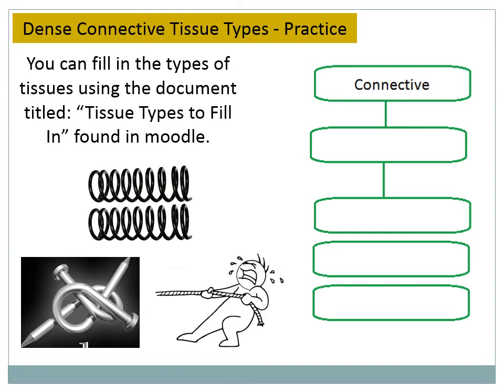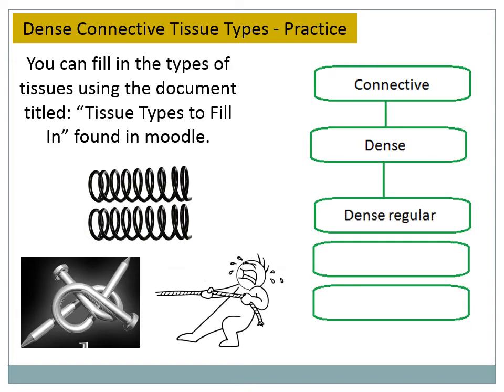Again, that document, the tissue types to fill in on Moodle, you can use that to help you complete this here. So we're talking about dense connective tissue here. Looking at these three pictures, hopefully we can see what we're looking for. We have some springs here on the top. We have some twisted up nails here on the bottom, and we have something that can really resist tension.